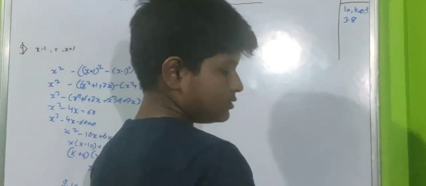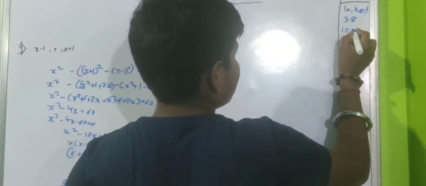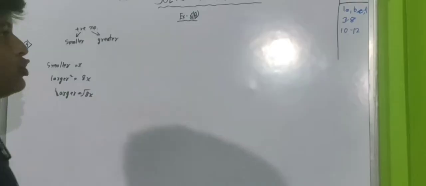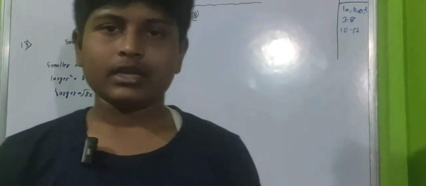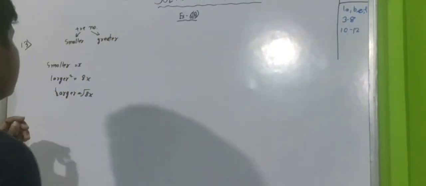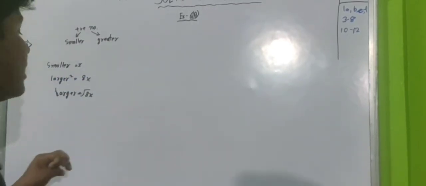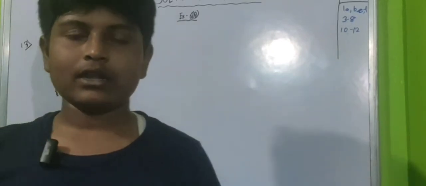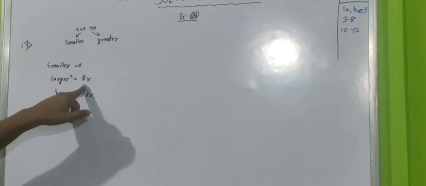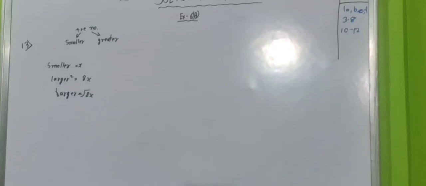And friends, numbers 10 to 12 are homework. I will solve next number 13. Positive numbers divided into two parts, a greater and a smaller part, means one is bigger and one is smaller. We let the smaller part as x, and it says that the larger number's square is 8 times the smaller. So larger square is equal to 8 times the smaller. If we put larger on one side, we will get under root 8x.